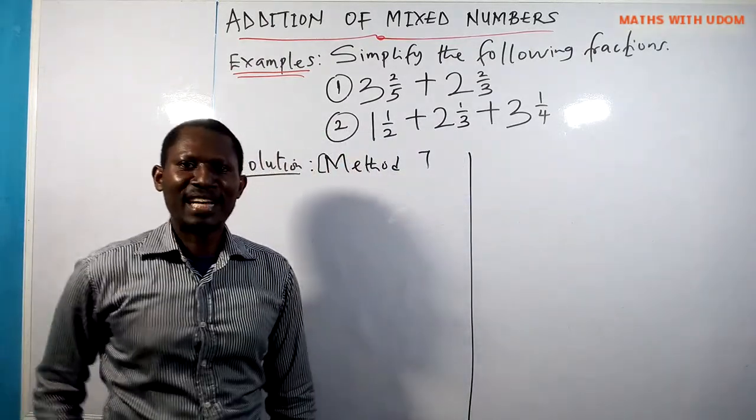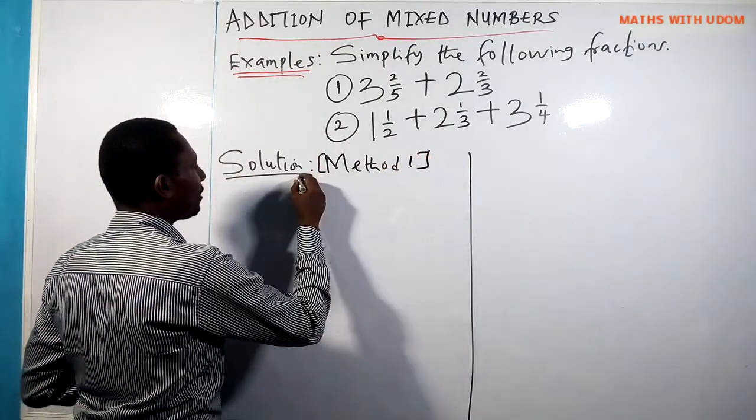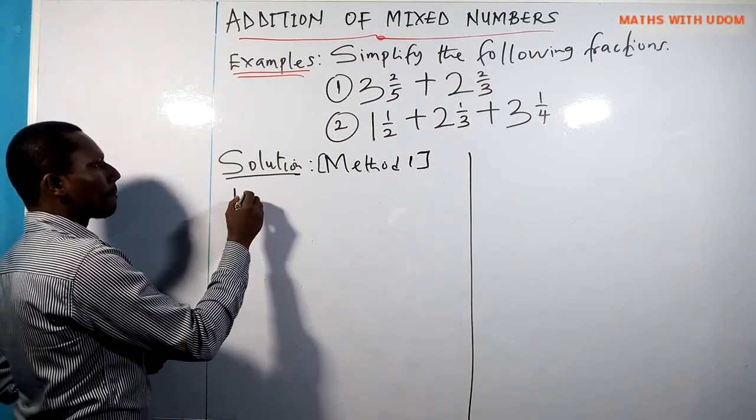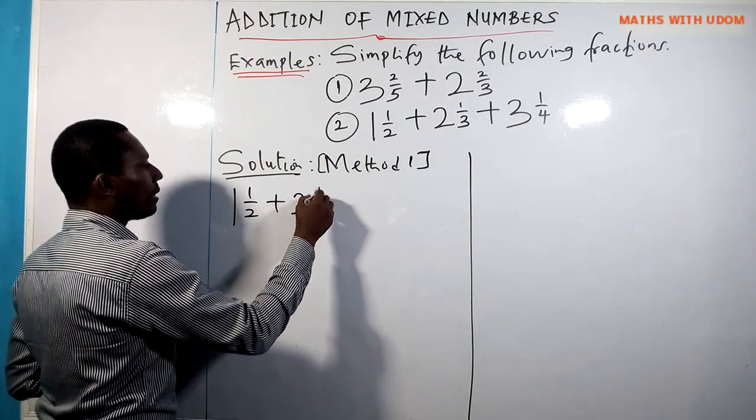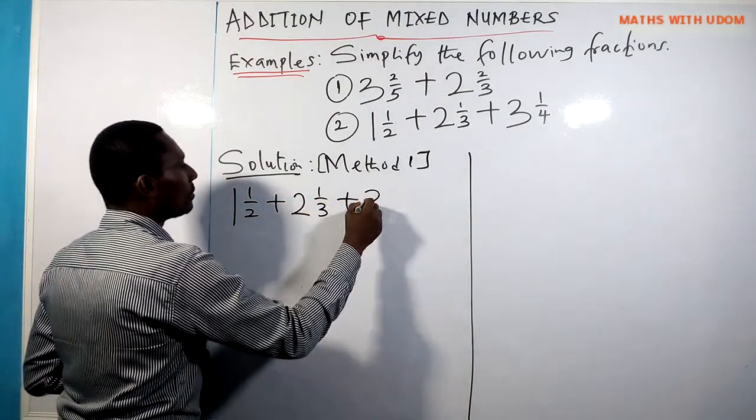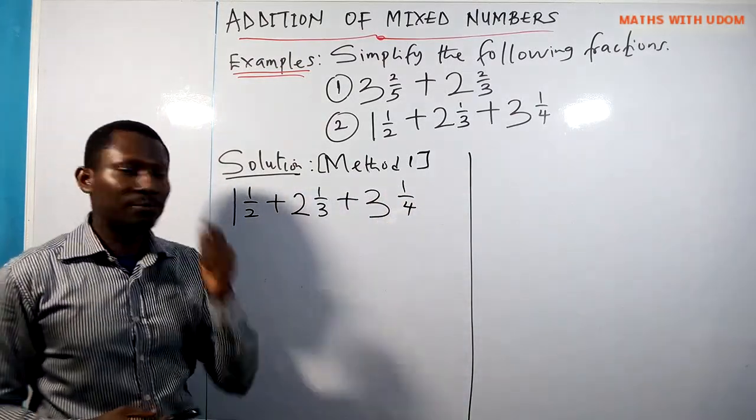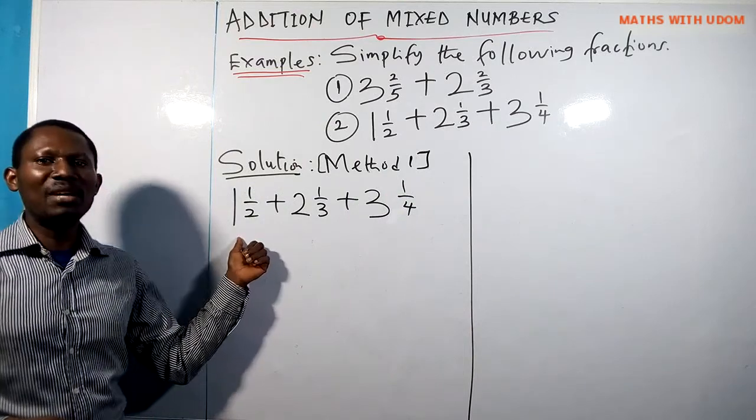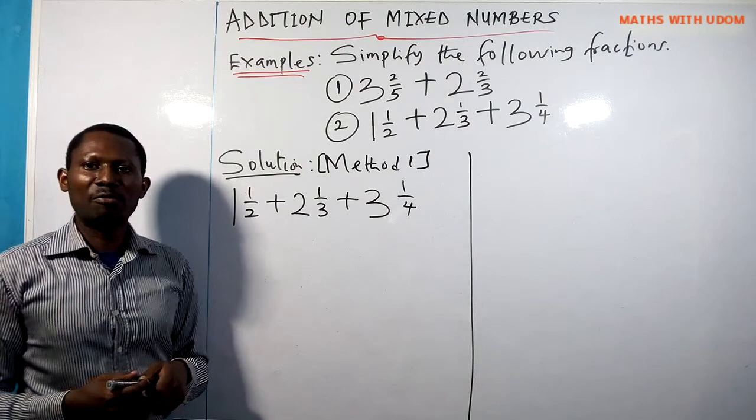Okay, that's great. Now our example 2, method 1. That's the first method. So what do we have? 1 whole number 1 over 2 plus what? 2 whole number 1 over 3 plus what? 3 whole number 1 over 4. Are we together? So we are going to use the first method, which is we convert all the mixed fractions into improper fractions, and then we simplify.